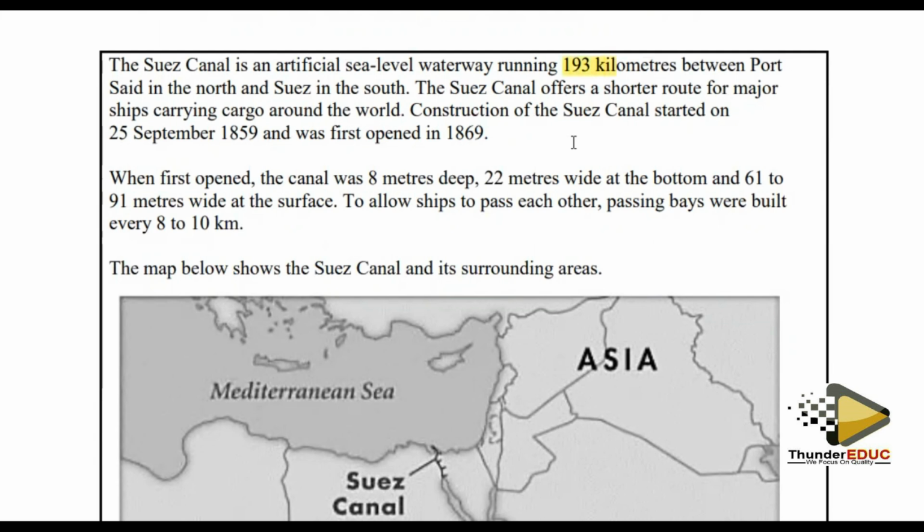You take note of these numbers. Never know, you might know. It's between Port Said in the north and Suez in the south. Suez Canal offers the shortest route for ships carrying cargo around the world.